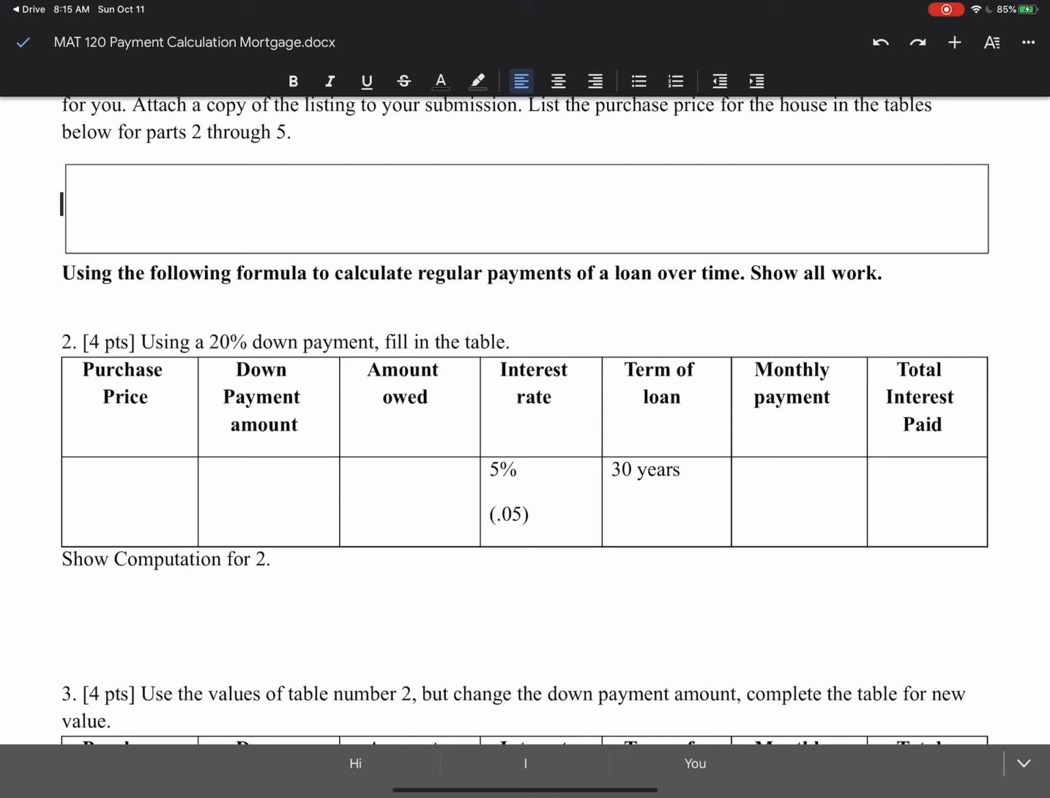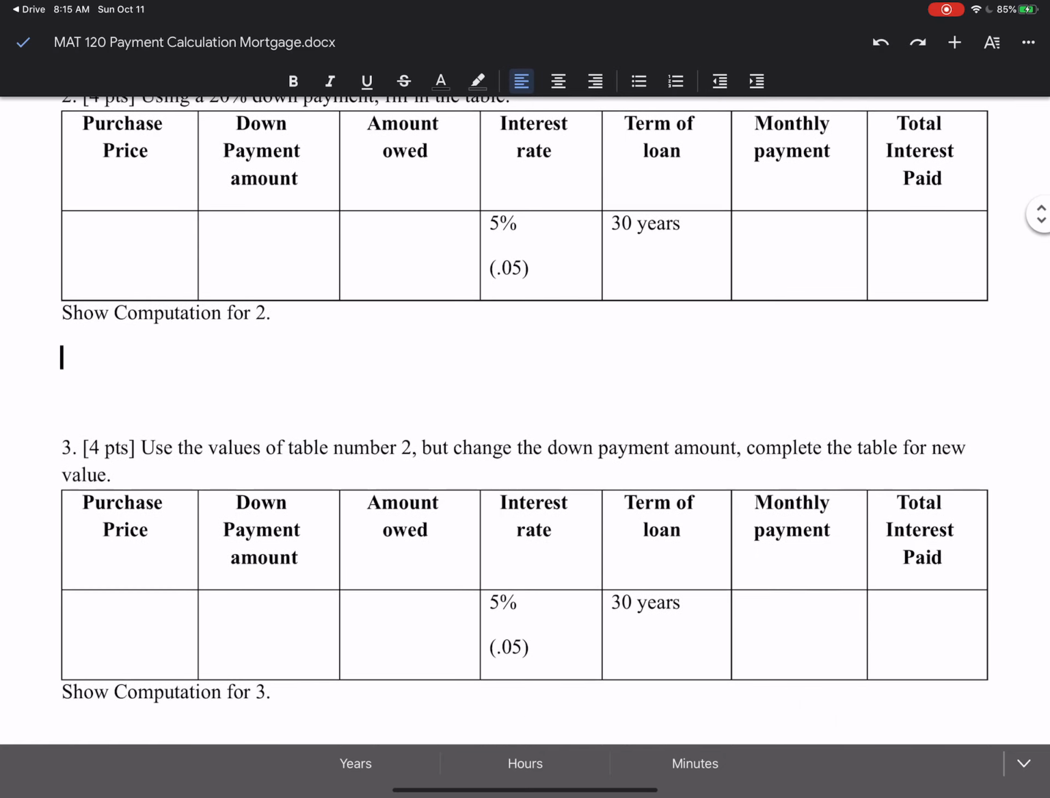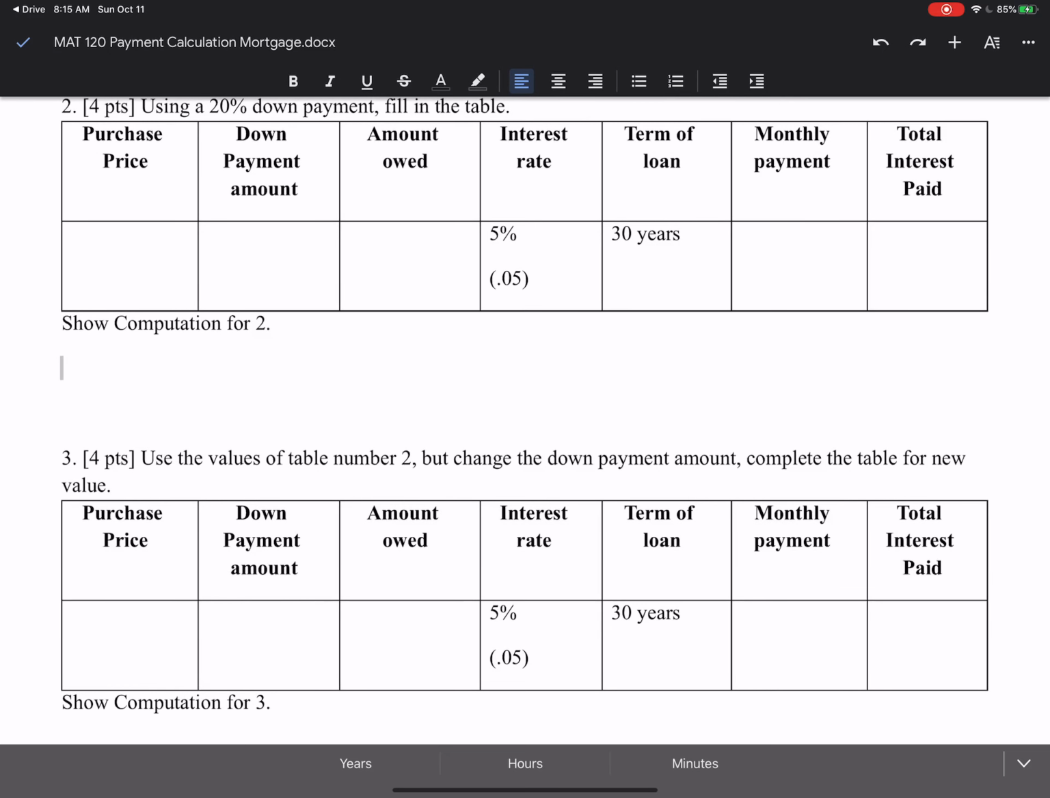So you have to show the computation for the monthly payment right here. And then you'll also have to show the computation for the total interest paid here. If you run out of room to write your work there, you can attach an extra page at the end. Then in number 3, we change the down payment amount. So the purchase price will still be the same, but instead of putting 20% down, you can put more down or less down. And that's going to affect your calculations for the amount owed, the monthly payment, and the total interest paid.